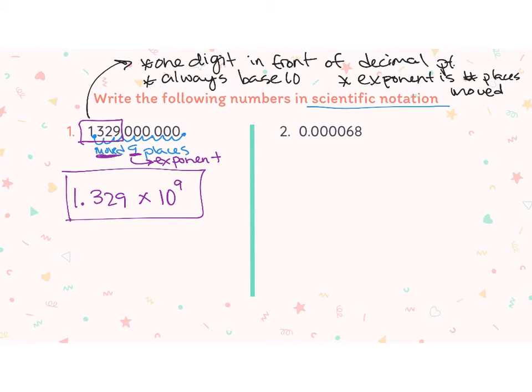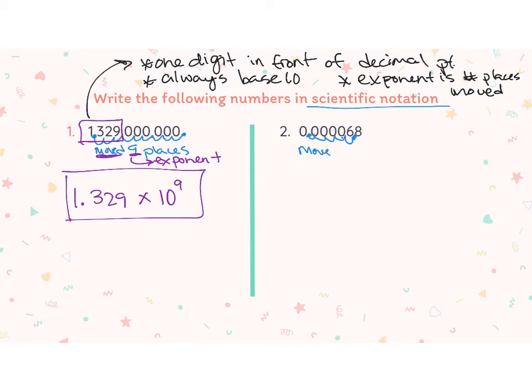So now let's talk about a really small number. In number 2, we have 0.000068. So right now, again, we want to start by looking at where our decimal point currently is and where we want it to be. We want one digit in front of the decimal point. That means I need to move it all the way there between the 6 and the 8. So then the question becomes, how many times do I move it? I move it 1, 2, 3, 4, 5.